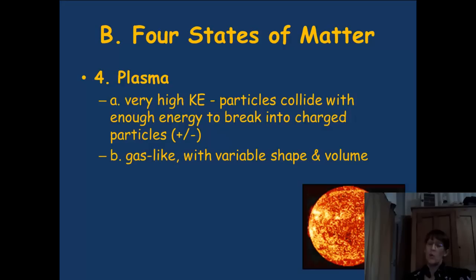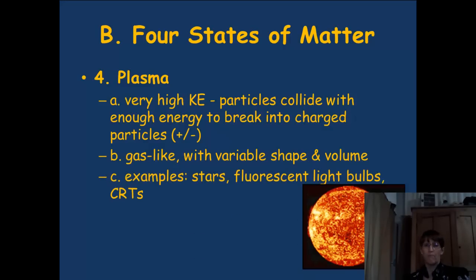It is the most common in the universe because you'll actually find plasma in stars. So it's gas-like. It's like high-energy gas. It's got a variable shape, a variable volume. You can find it in stars and fluorescent light bulbs. They have gases inside of them, and they really energize them by running electricity through them, and it creates that plasma. And then CRTs. CRTs are cathode ray tubes, and we'll talk about those a little bit later on.